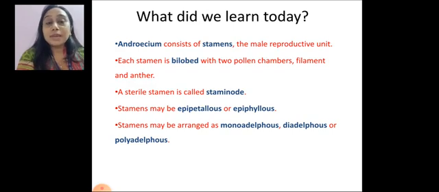Some stamens may be epipetalous if the stamens are connected to the petals. Some may be epiphyllous if the stamens are connected to the tepals or the perianth. Stamens may be arranged in one group, monoadelphous, may be present in two groups, diadelphous, or may be free or arranged in more than two groups. We call them polyadelphous stamens.